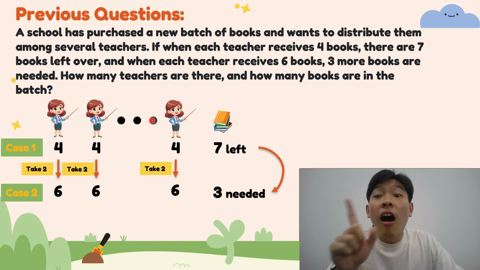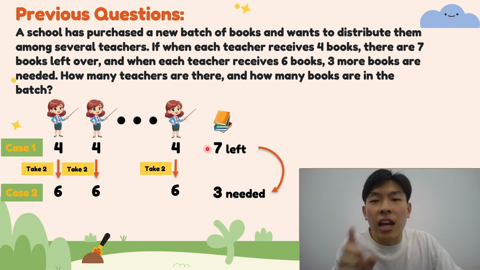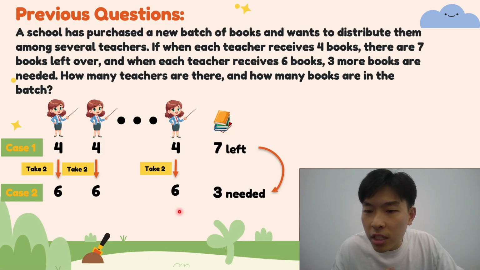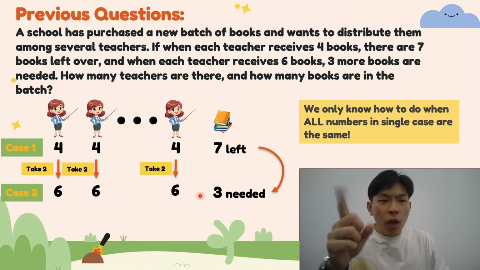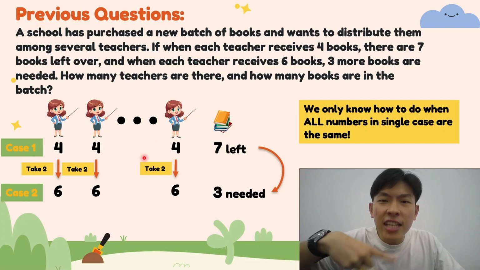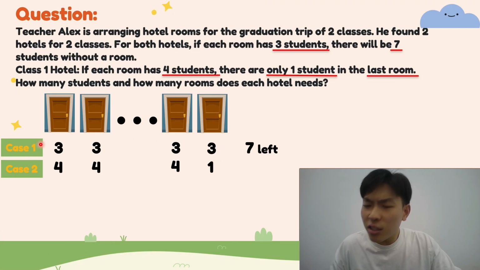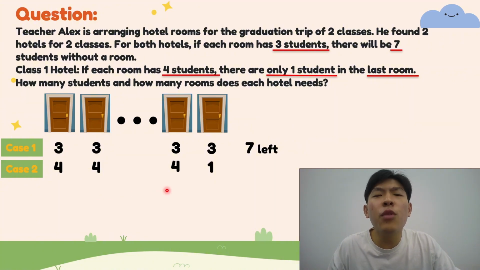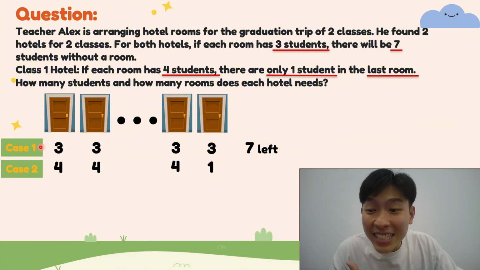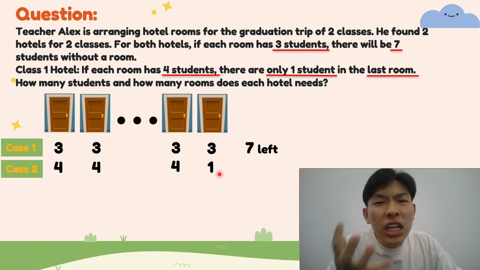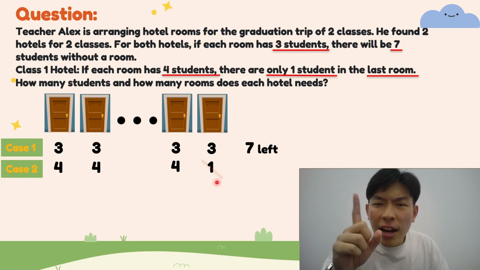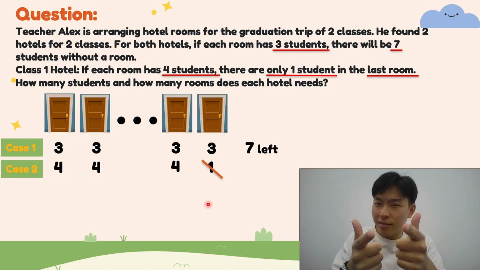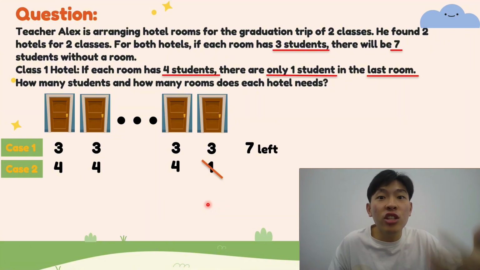Now, if all of the numbers that all the teachers get are the same, do we know how to do it? We know how to do it. So we only know how to do it when all numbers in a single case are the same. Now, let's look back at our question. This 1 is the only different part. We said that we only know when it's all the same. So, what should I do to this 1? What number should I change this 1 to, so that we know how to do it? Perfect. Yes, I should change it to 4.